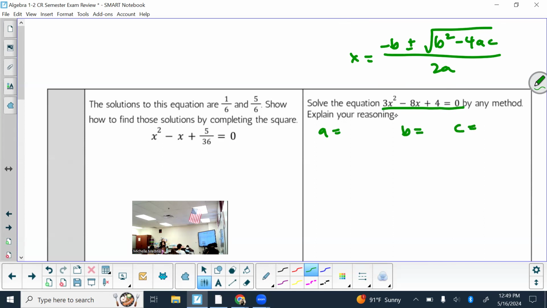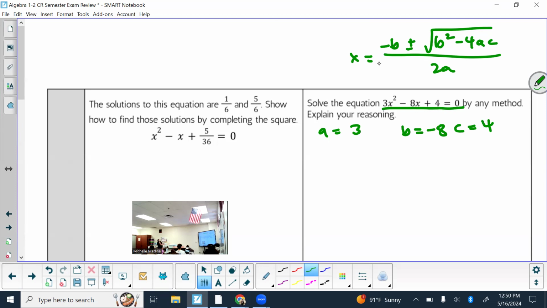What's my A in this one? My B. -8. What's my C? So if it's negative, you need to show the negative. Usually we don't show a plus sign if it's positive because it's assumed to be positive if it's not there. But if it's negative, you need to have it there.